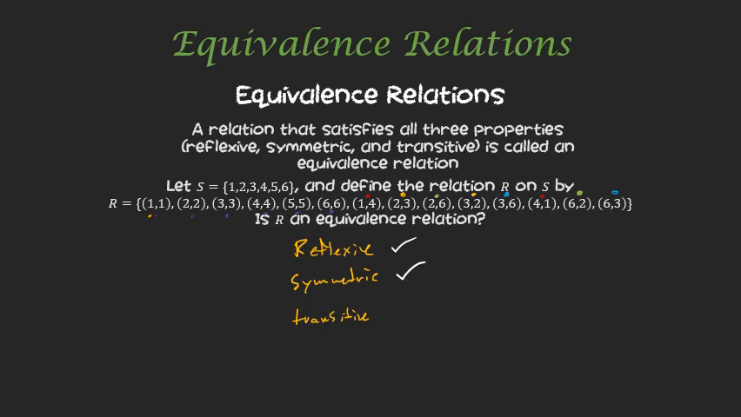For transitive, remember this has to deal with triples. This is if A is related to B and B is related to C, then A is related to C. This is a little bit harder to check, but nevertheless, let's go through it. So here, 1 is related to 4. And what else is 4 related to? I need to check triples such that A is related to B and B is related to C. And then once I've found those, I need to check that A is related to C in that case.